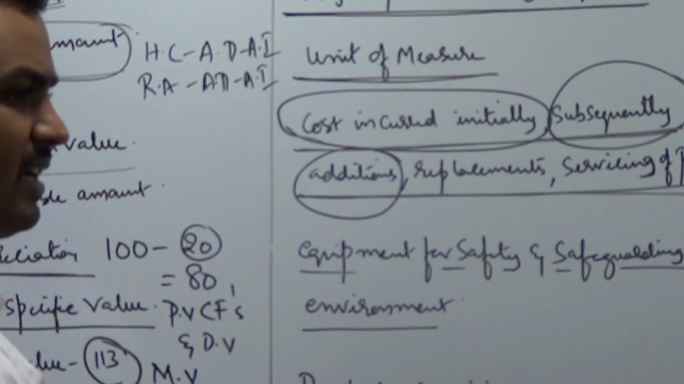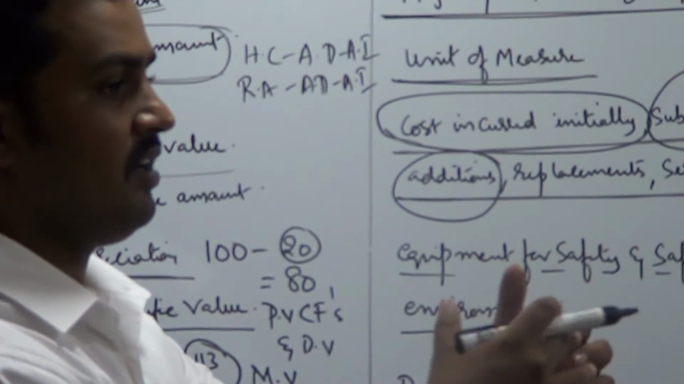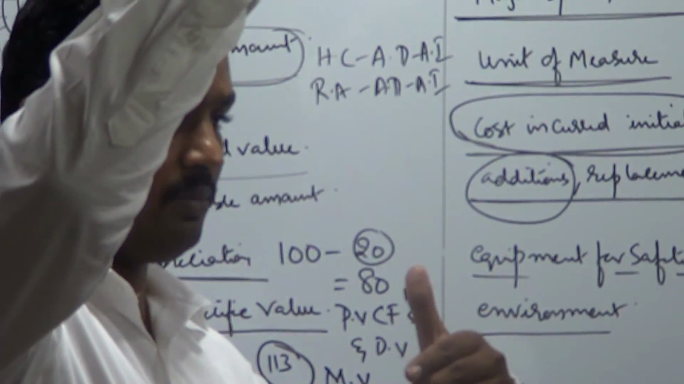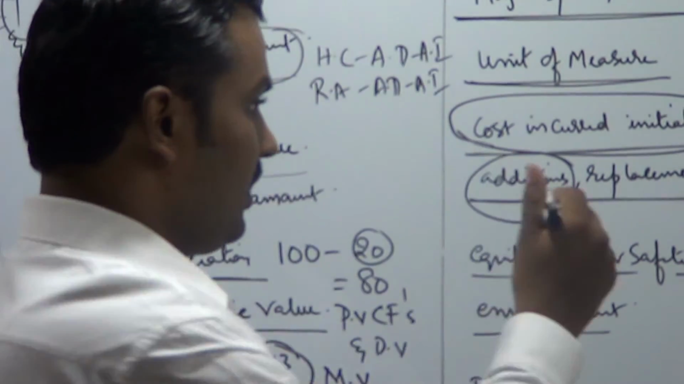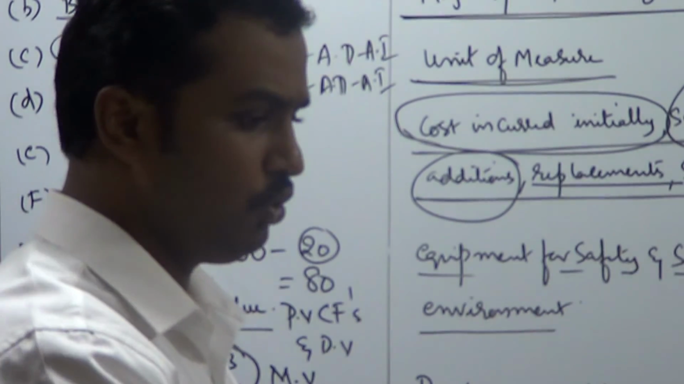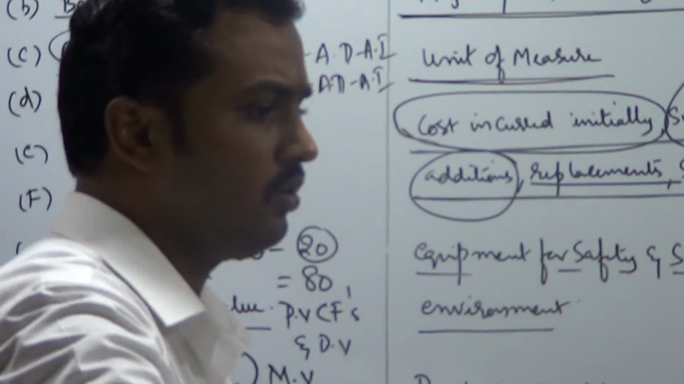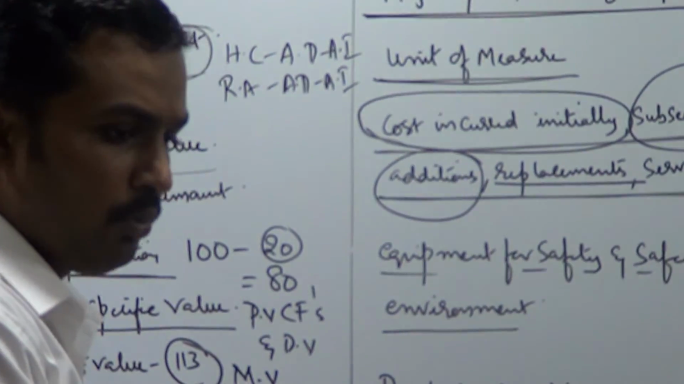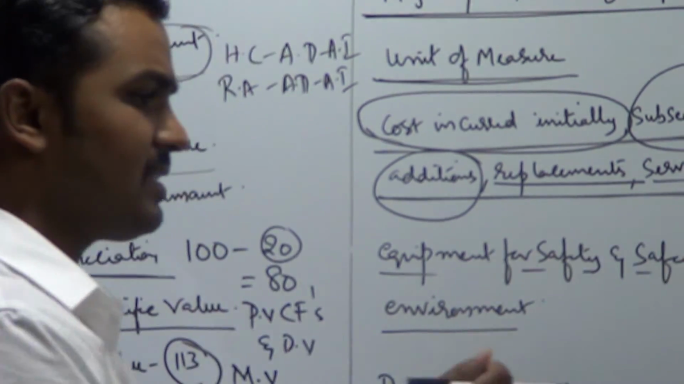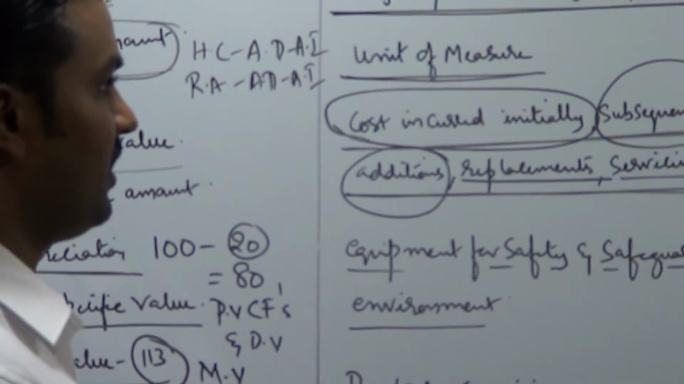Subsequent costs related to additions. We are making some additions. We are constructing an additional room on a building, or we are constructing an additional roof on a building. We are putting one more slab. Replacements. We are removing parts of an equipment, replacing it with new parts. We are removing an old engine, we are including a new engine. We are removing an old motor, we are including a new motor. Servicing of parts. We are repairing some parts. So how to deal with this expenditure?